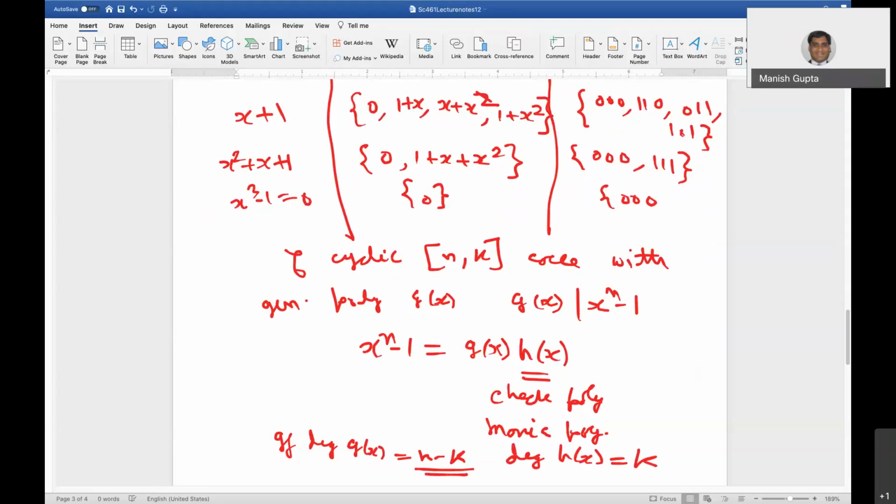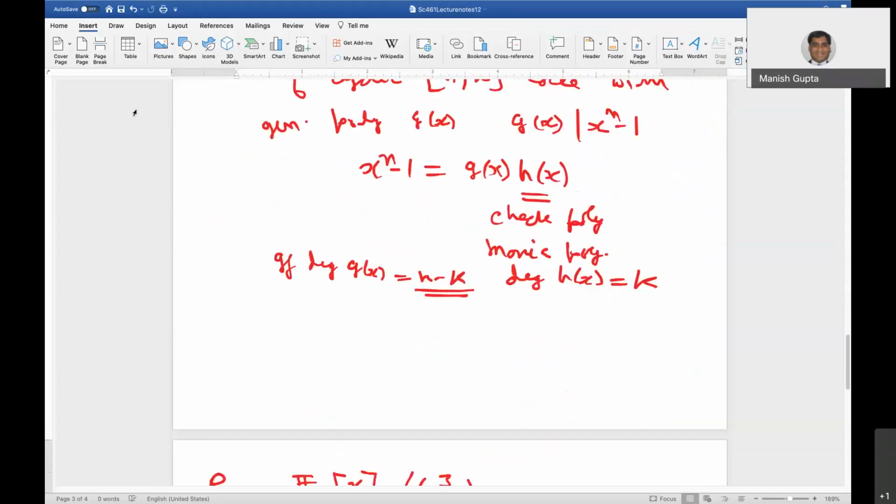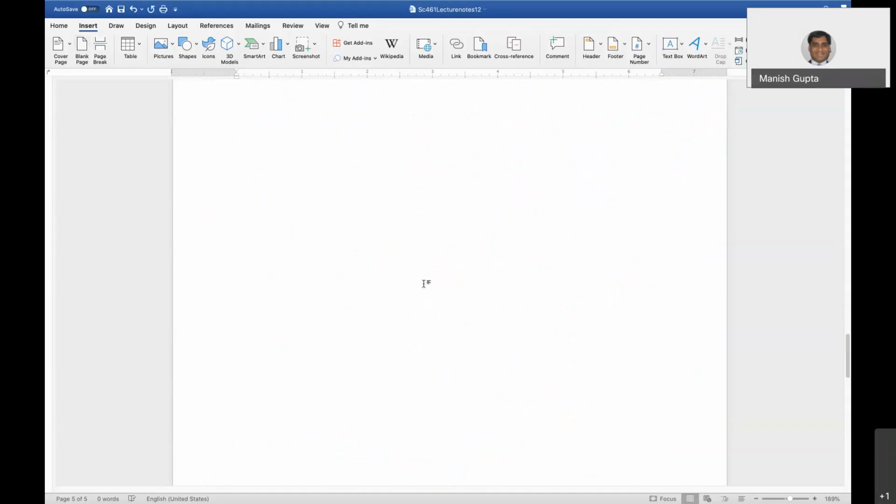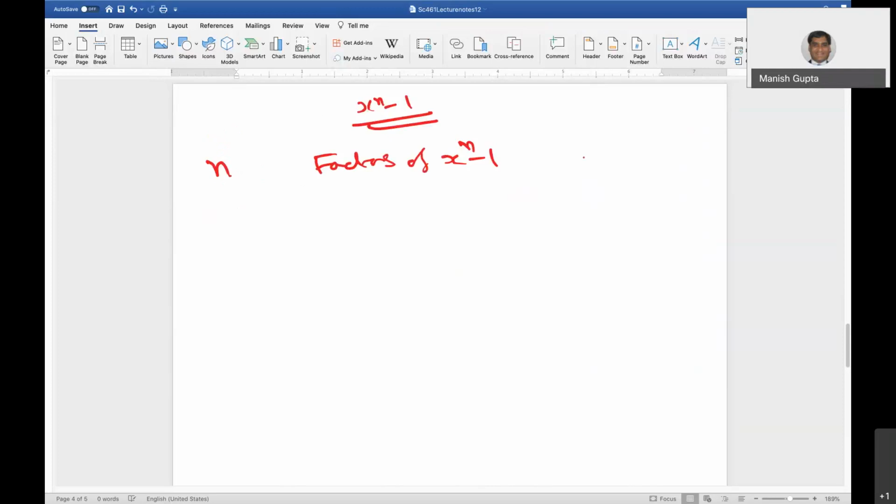Now, keeping this in mind, I can give you an idea. I can give you a table of cyclic codes, basically how we can find out. That means I should look at the factorization of x raised to power n minus 1. So let us look at n and factors of x raised to power n minus 1. And then I can say how many cyclic codes will be there.